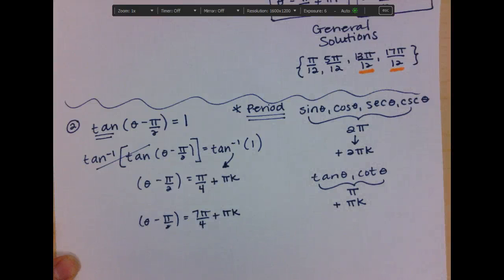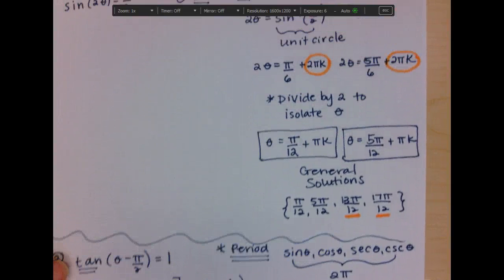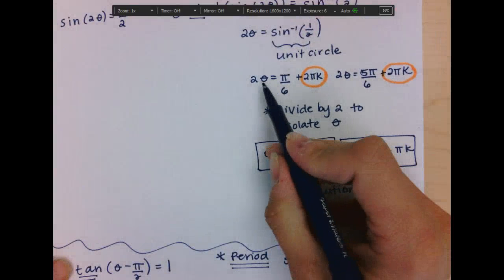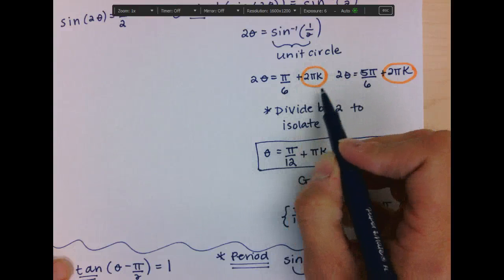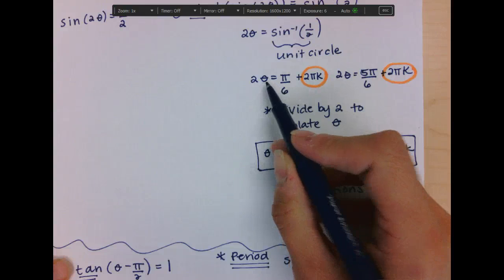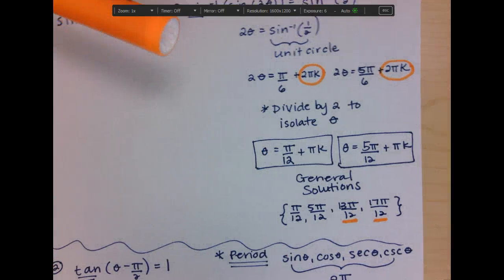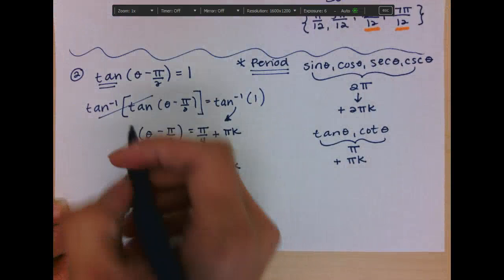Then we're going to solve for theta. So again, that was the mistake that was made up here earlier on this example. We divided by 2 and then we added 2 pi k. And we should have added that 2 pi k first, then isolated the theta. So let's continue down here in solving these equations.